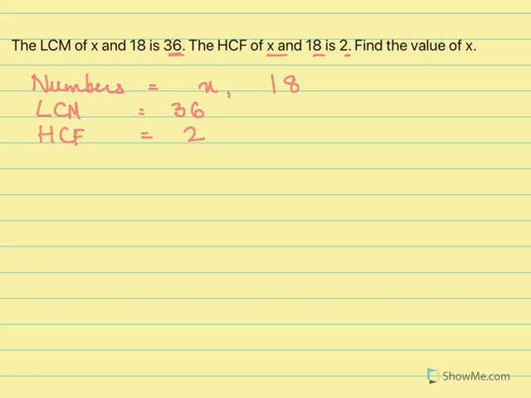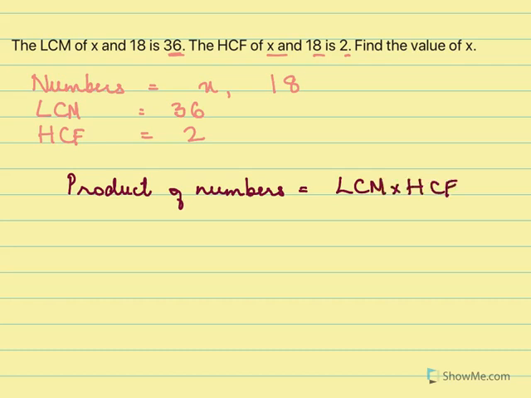HCF equal to 2. Find the value of x. We know the formula, product of numbers equal to LCM into HCF. Now the product of numbers is x into 18, LCM 36, HCF 2. So x will be 36 into 2 over 18. So this becomes x equal to, cancel this, will be 2. So x equal to 4.